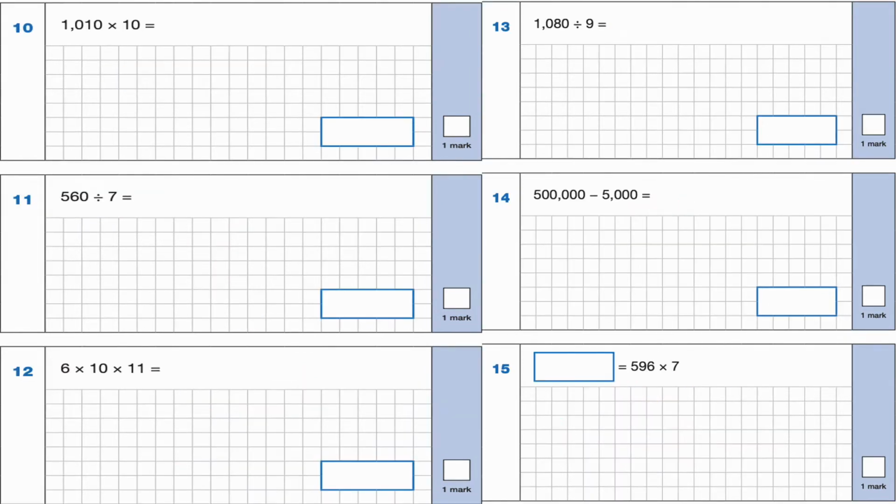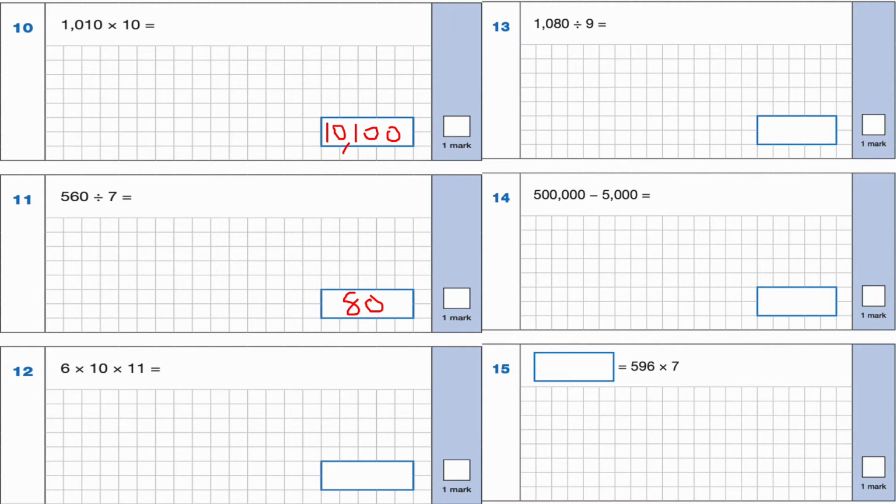This is question number 10, guys. Work out 1,010 times 10. When you're multiplying by 10, all we do is just add on an extra 0 after that number. So it becomes 10,100. Question number 11, 560 divided by 7. Well, 56 divided by 7 is 8, and then putting that extra 0, it becomes 80.